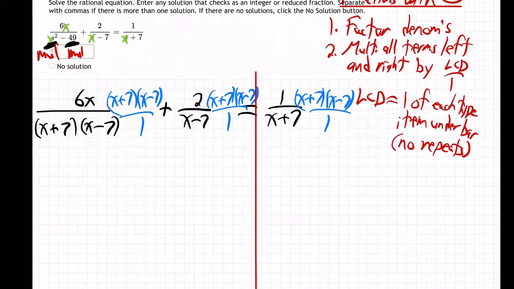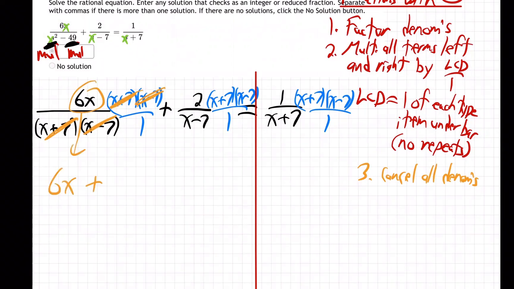Okay, so now we're going to cross cancel. We're going to cross cancel on step 2. Cancel all denominators. That's the purpose. We don't like fractions, right? Fractions are a pain. We want to get rid of them. Here we go. x plus 7, x plus 7, x minus 7, x minus 7. It's gone. What's left here? Just 6x. Very nice.